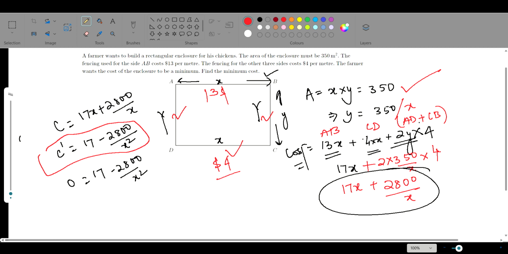So that means x is 17. And then put minus 2,800 times 17 squared. 17 minus 2800 over 17 squared. Oh, okay, minus 809.